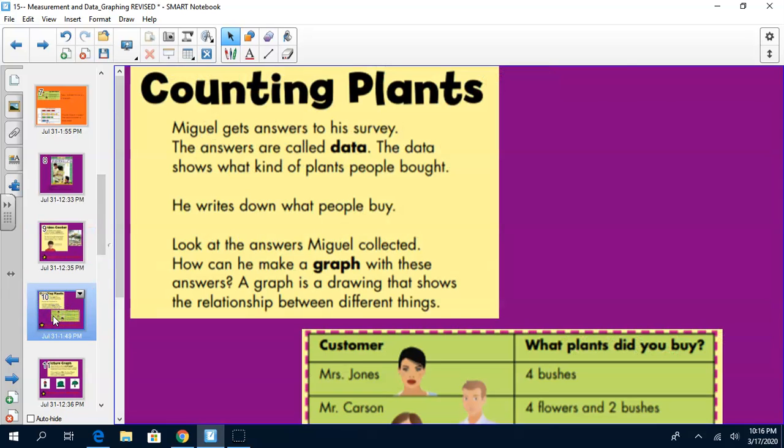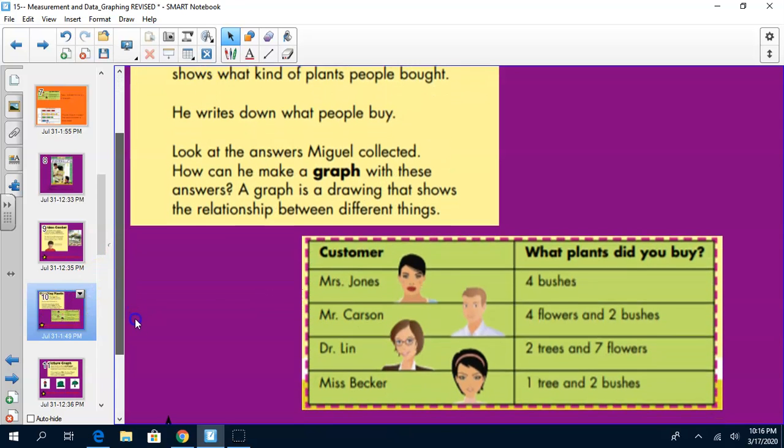Counting plants. Miguel gets answers to a survey. The answers are called data. The data shows what kind of plants people bought. He writes down what people buy. Look at the answers Miguel collected. How can he make a graph with these answers? Remember, a graph is a drawing that shows the relationship between different things. So let's look at what he has here.